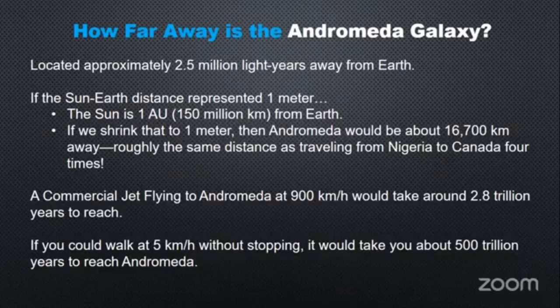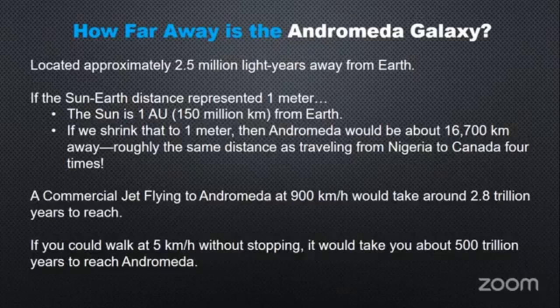If you do that, if you shrink the distance between the Andromeda galaxy and our Milky Way galaxy, that should give you about 16,700 kilometers away. That is roughly the distance from Nigeria to Canada, about 4 times from Nigeria to Canada. So even as we have shrunk it to that level, it is still far away. I just want you to imagine how far away it is. Very far away, 2.5 million light years away from Earth.